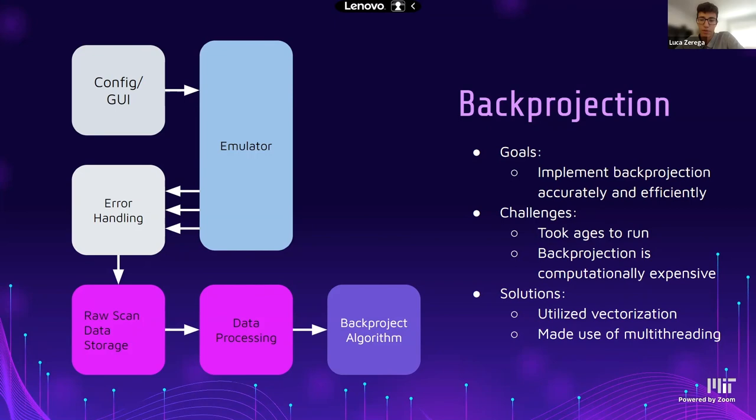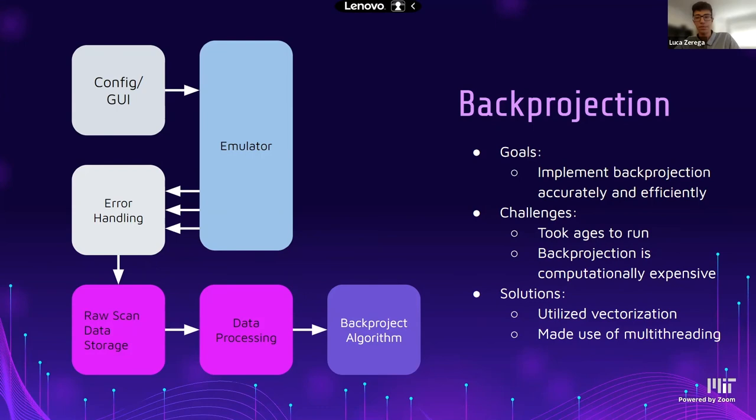Secondly, we utilized multi-threading, which basically allows us to do operations concurrently instead of in sequence. And with this, we were able to back project multiple scans at a time. So if I have 10 threads on my computer, I can back project 10 scans at a time. And this vastly improved our performance and speed.